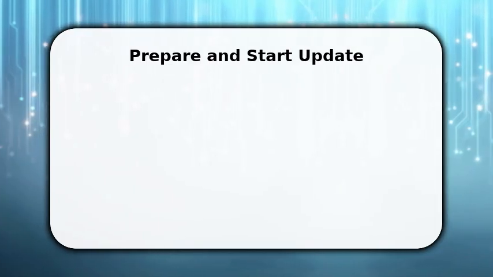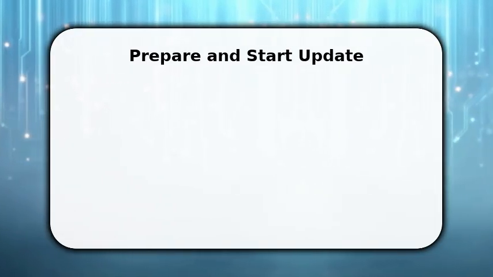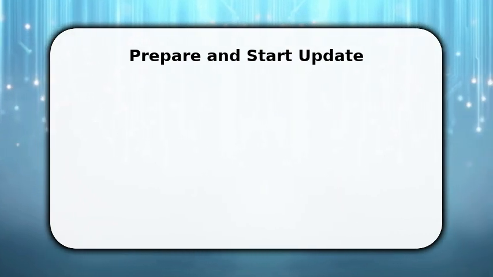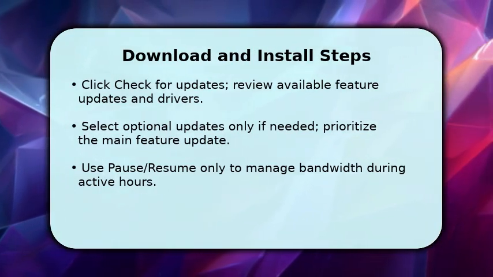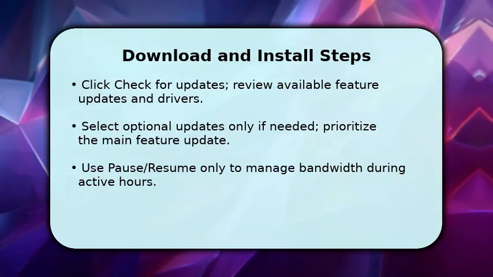Update. Check the current build number so you can verify the final version after installation. You click Check for updates and let Windows detect the latest feature update. Download it now if available. While downloading, review optional driver updates and postpone non-essential items to avoid conflicts.